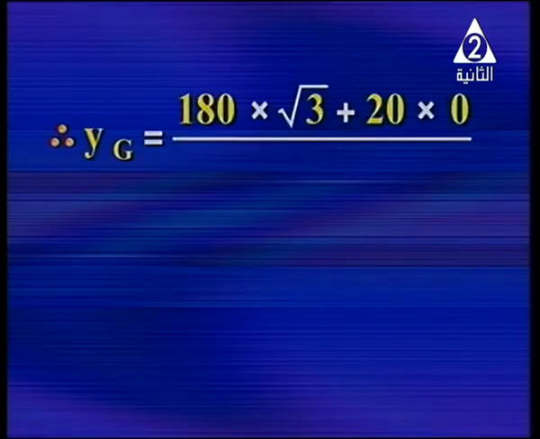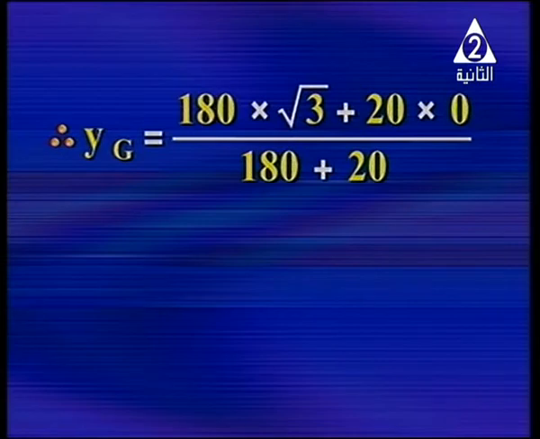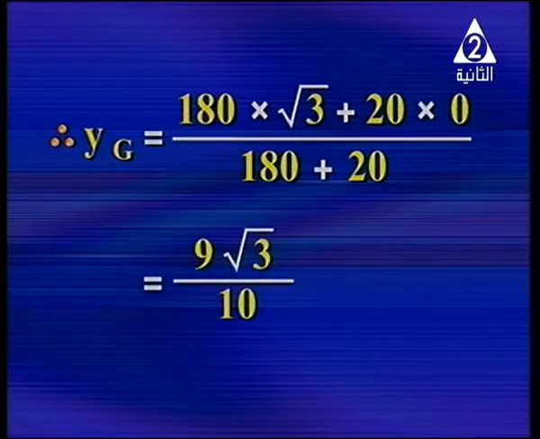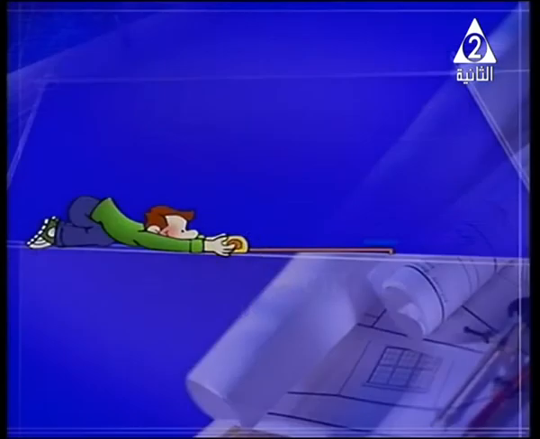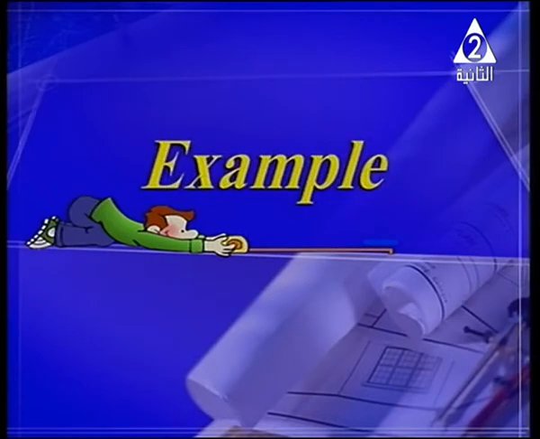What is the yg? By the same method, 180 times root 3 plus 20 times 0, over the sum of the two masses, 180 plus 20, equals 9 root 3 over 10 centimeter. Then the center of gravity is the same as the previous solution. Now, dear student, we move to an important example.